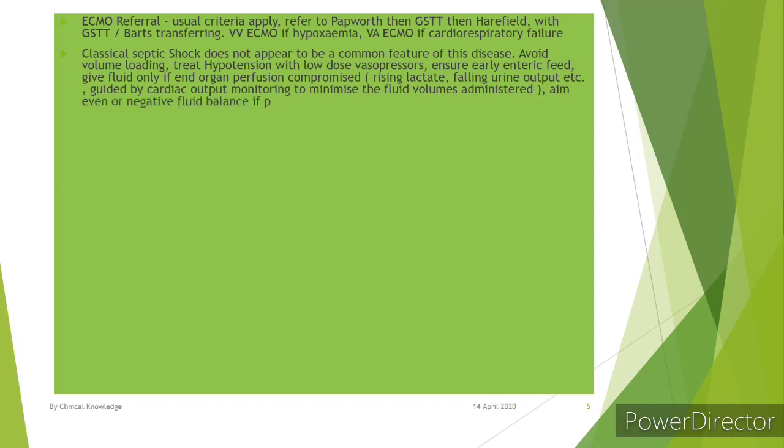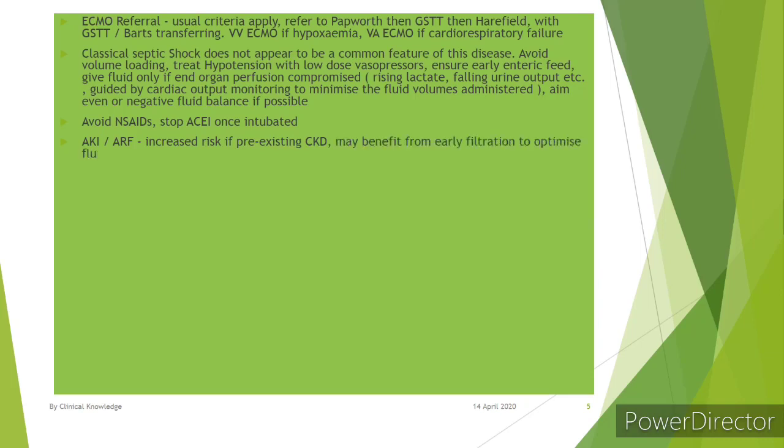AKI or ARF. AKI stands for acute kidney injury and ARF stands for acute renal failure. Increased risk if pre-existing chronic kidney disease. May benefit from early filtration to optimize fluid balance if urine output is poor despite high dose diuretics. Extrapolating from SARS, SARS causes renal failure in 7% of patients.